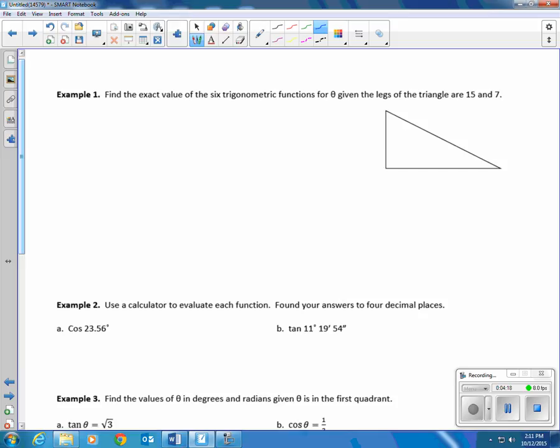It says, find the exact value of the 6 trigonometric functions for theta, given the legs of the triangle are 15 and 7. So I'm going to put theta there. Theta should be given to you in the problem. It shouldn't be left blank. We'll say this is 15, and I'm sorry, instead of 7, we're going to call it 8. Works out much nicer.